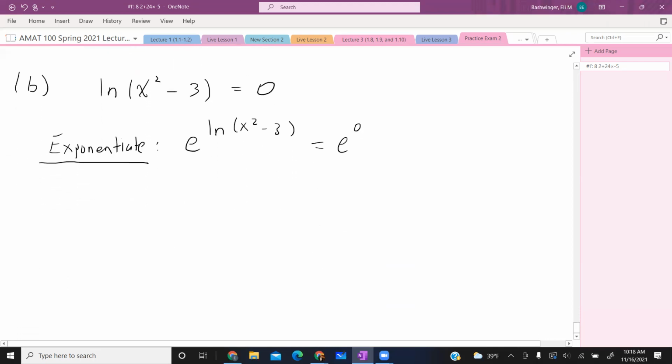The e and the natural log cancel out. So I get x squared minus 3. And then e to the 0 is 1. I can add 3 to both sides to solve for x. And then I can take the square root to get plus or minus 2.